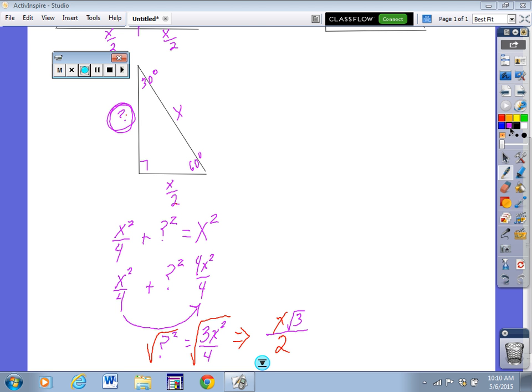That's how they write things on the SAT. That's how they write things on the ACT. And I just want you to get used to seeing square roots and things. So now I know what my question mark is. So I can get rid of the question mark. And I can put that this is x. So it's this side times the square root of 3 cut in half.